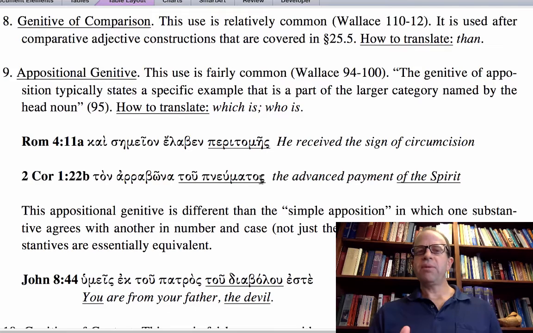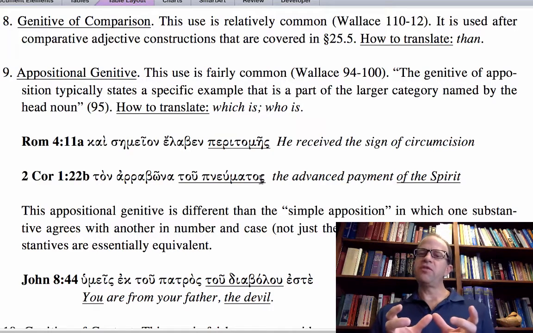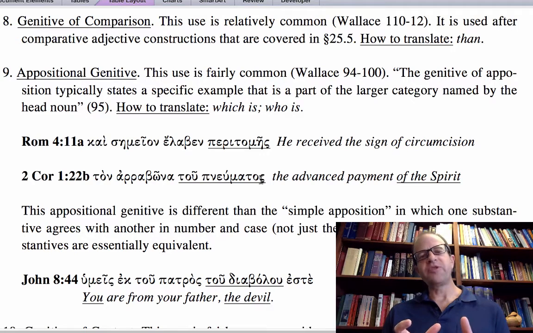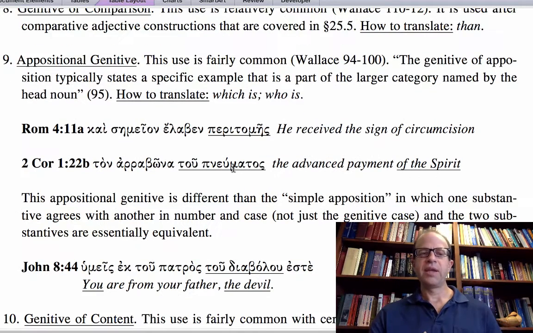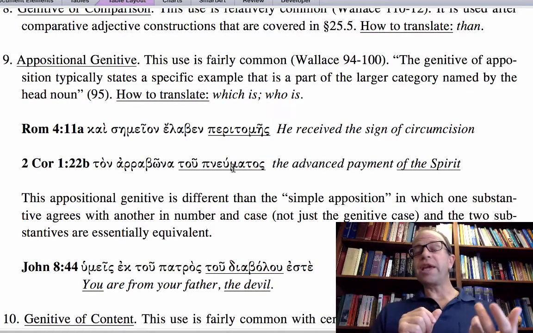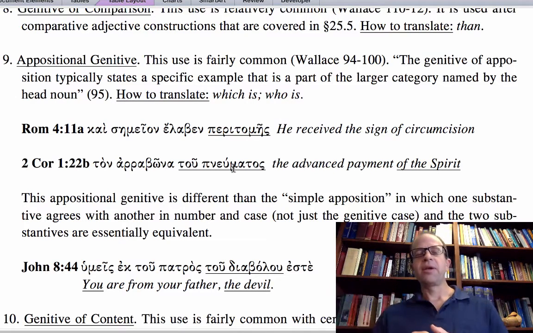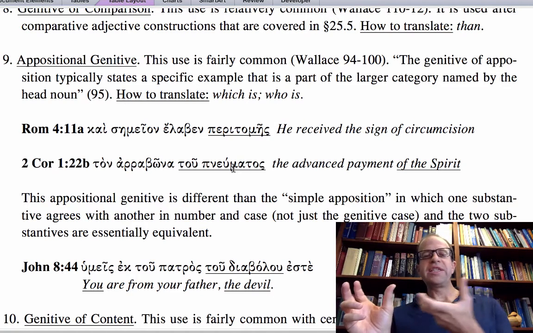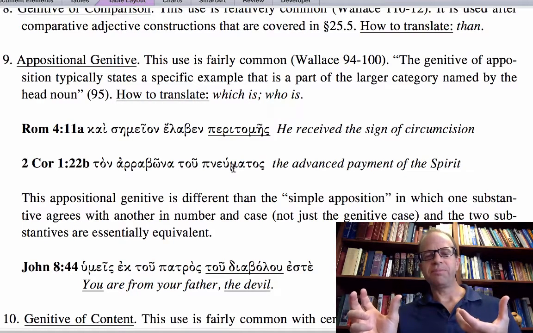That is, where the genitive noun is in some appositional relationship with its head noun. Now, the particular semantic constraint here is that the genitive that's used in apposition is typically giving a more specific example of what the head noun is, the larger category. This is to be distinguished from regular apposition, where one noun is abutted to another noun, and basically is restating it or further explaining it in terms of something equivalent.